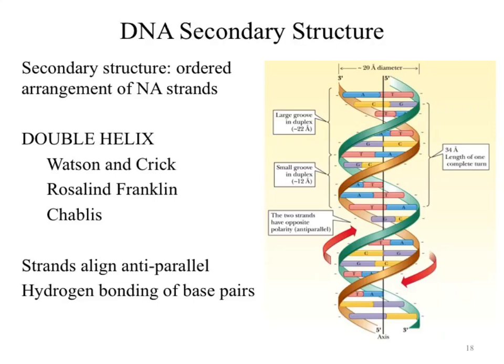So Watson and Crick are the ones that were given the Nobel Prize for identifying that DNA is a double helix. Okay? So they're the ones primarily responsible for that. How did they come up with that information?